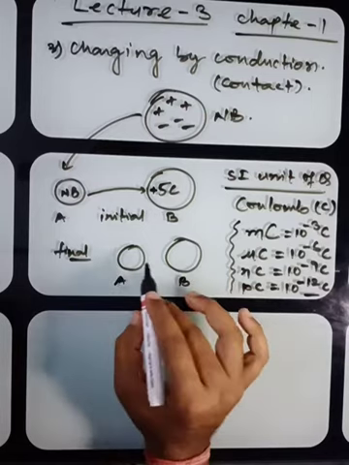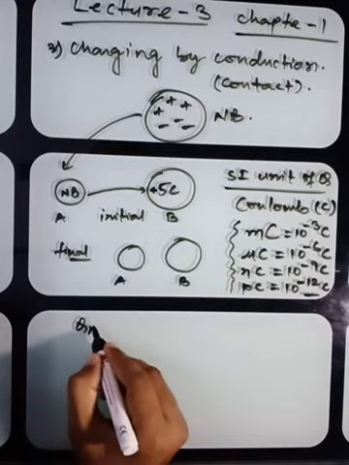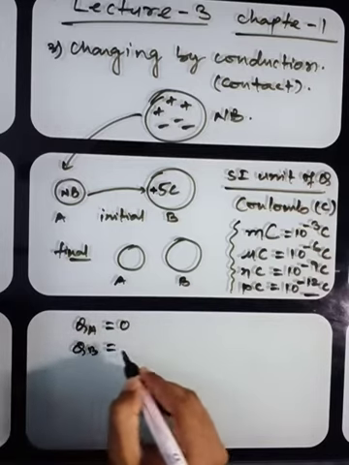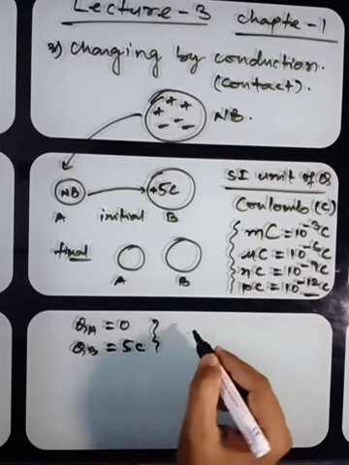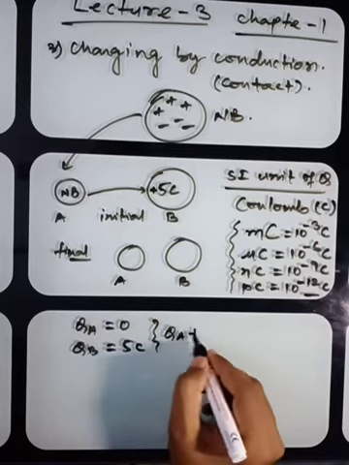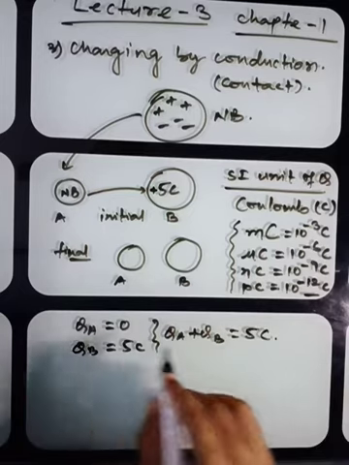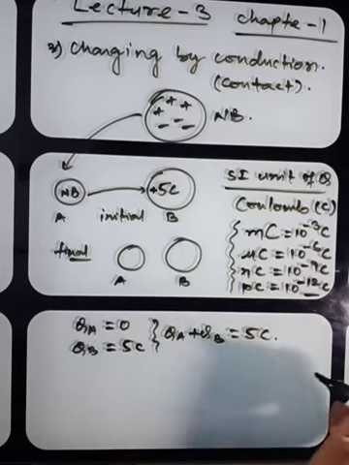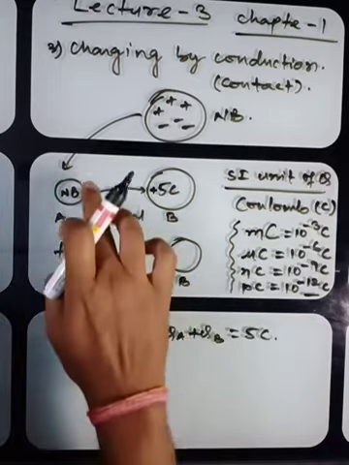What will happen? First, these two bodies will have a total charge. How much will the total charge be? QA was 0 and QB was 5 coulomb. The total charge is QA plus QB, total 5 coulomb. And now the charge will be distributed equally. Remember students, the distribution of charge actually depends upon the shape and size of the body also. We are discussing here the case where both bodies are identical.